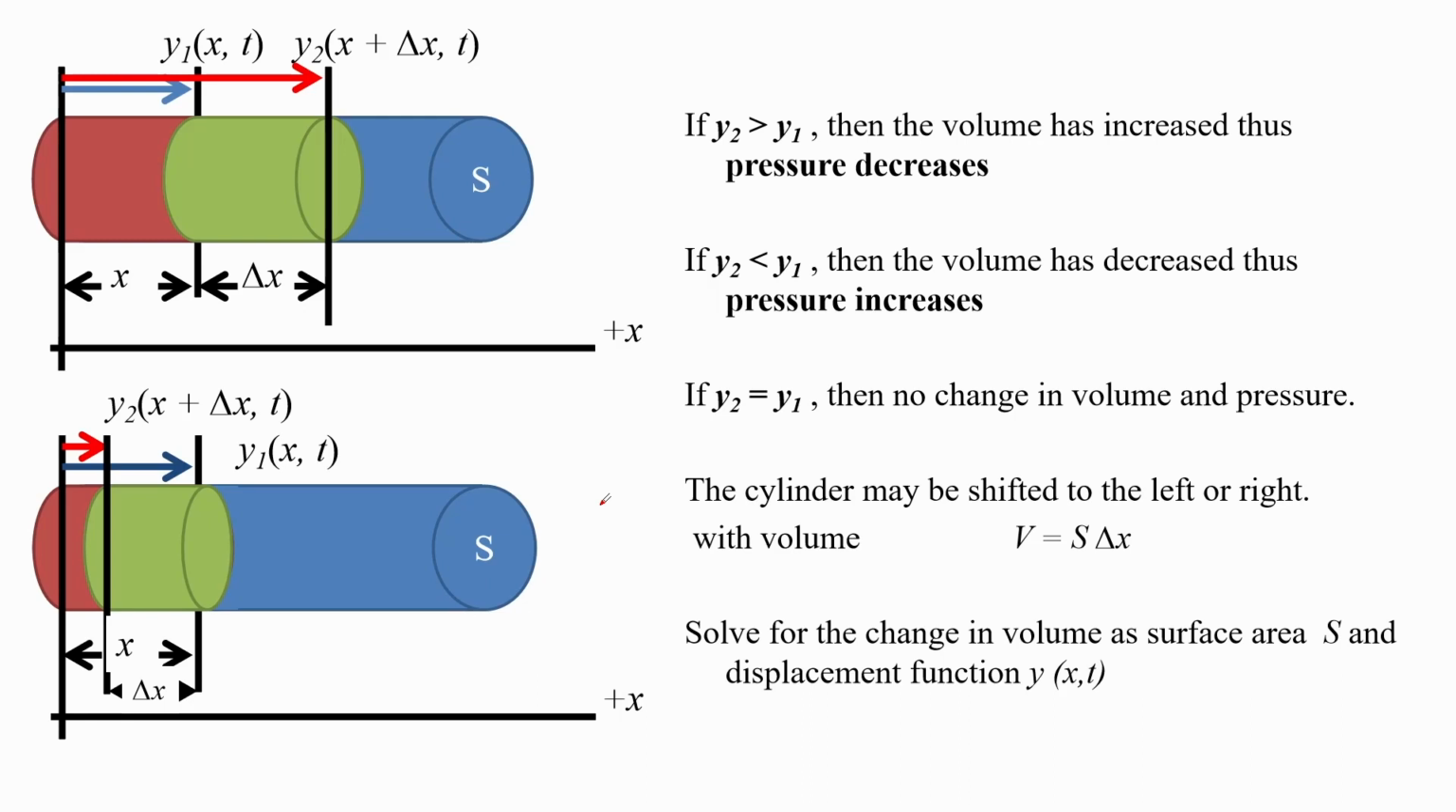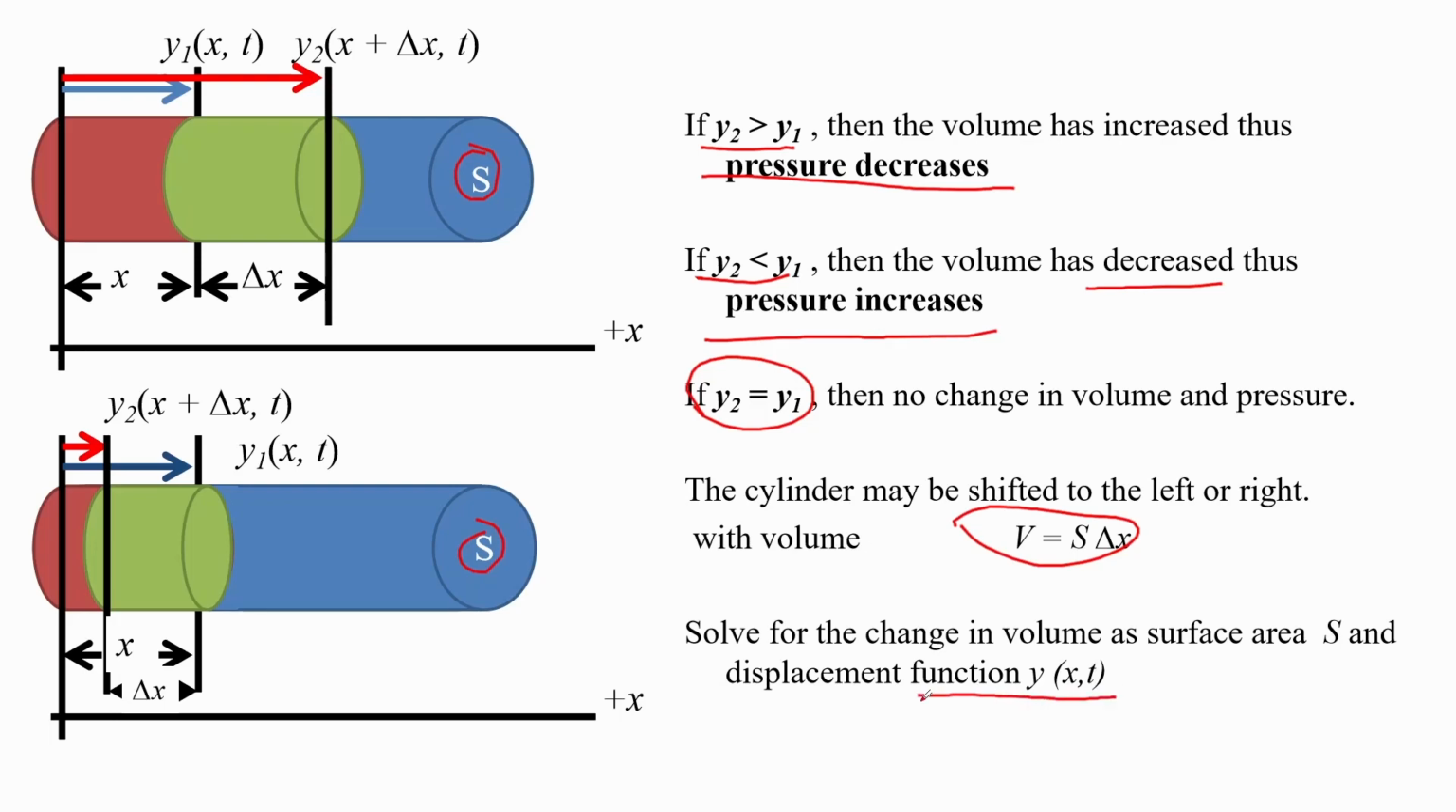If y2 is greater than y1, then the volume has increased, thus pressure decreases. If y2 is less than y1, then the volume has decreased, thus pressure increases. If y2 is equal to y1, then there is no change in volume and pressure. The cylinder may be shifted to the left or right, with volume V equal to surface area times the change in x. Solve for the change in volume in terms of surface area S and displacement function y of x and t.